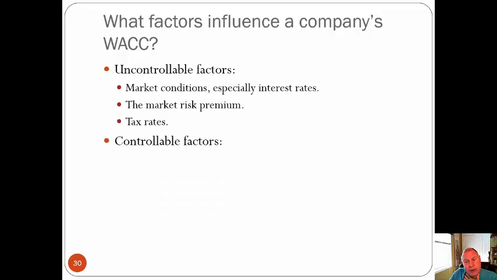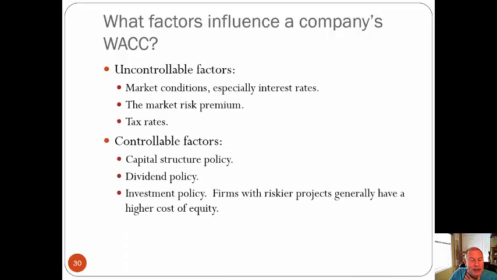Those things that are in control, the policy. What are we doing? How are we trying to structure the company? The dividend policy: how are we going to pay out our earnings to shareholders, or are we going to keep them in? What's our investment policy? Firms with riskier projects generally have a higher cost of equity. So when we're going to make decisions of what projects to invest in, what is going to be our threshold? What's going to be our goal?